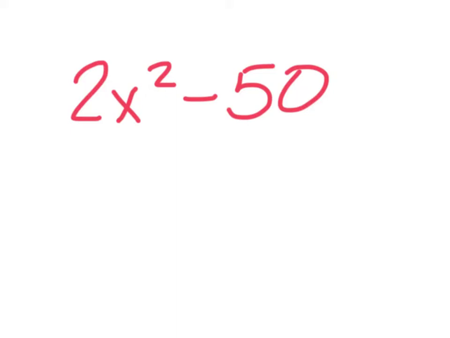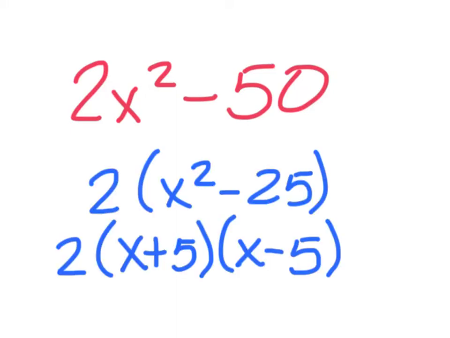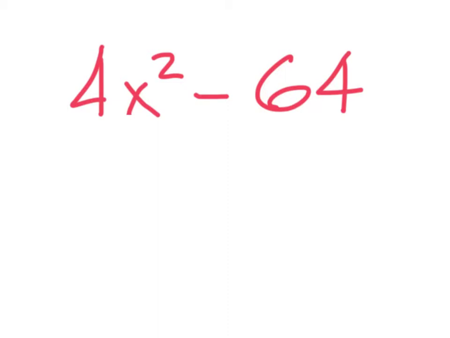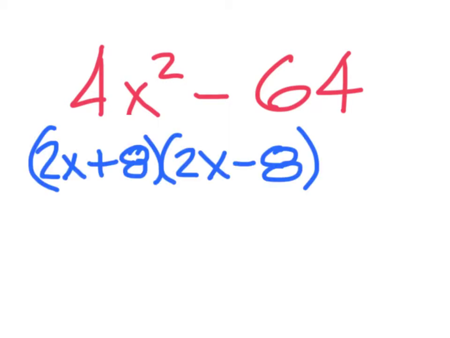You can take a 2 out of 50. Yeah, that's right. You can take a 2 out of both, and this is what you end up with. X squared minus 25 is a difference of 2 squares. What about this one? Difference of 2 squares. No, you can just take a 2 out of it. You can take out square roots, because this is a difference of 2 squares.